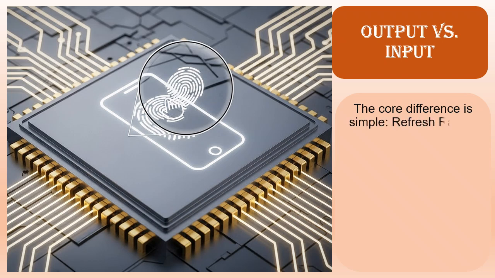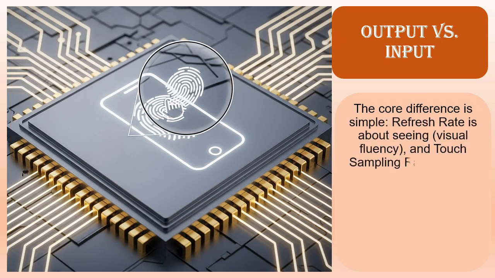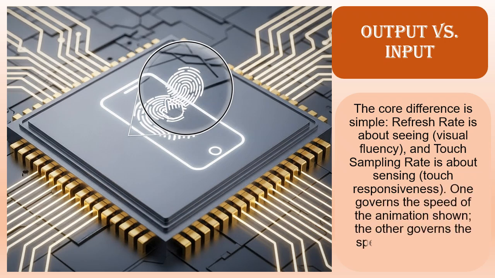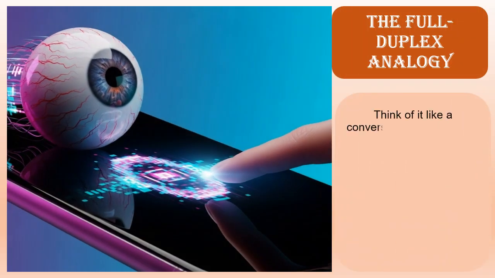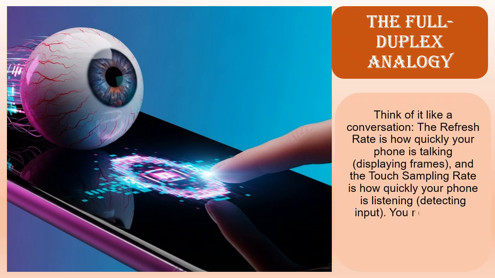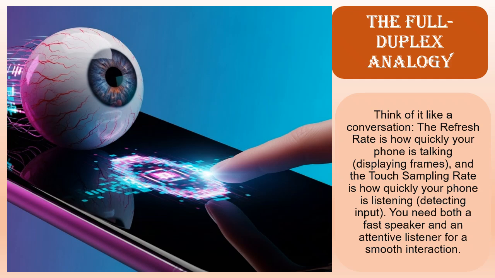Output versus input. The core difference is simple: refresh rate is about seeing, visual fluency, and touch sampling rate is about sensing, touch responsiveness. One governs the speed of the animation shown, the other governs the speed of recognizing your interaction. The full duplex analogy. Think of it like a conversation. The refresh rate is how quickly your phone is talking, displaying frames, and the touch sampling rate is how quickly your phone is listening, detecting input. You need both a fast speaker and an attentive listener for a smooth interaction.